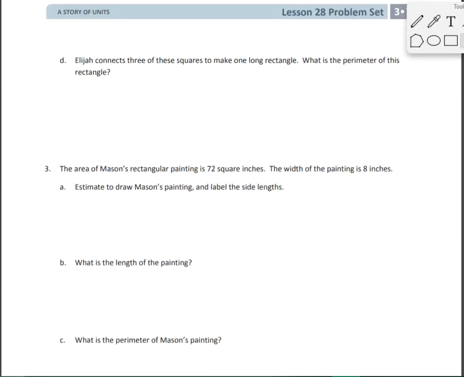All right, Elijah connects 3 of his squares to make one long rectangle. Let me see if I can connect my squares nicely. Wasn't a perfect connection, but that's okay. Like we always say in class, people aren't perfect. Maybe I can fix this one.